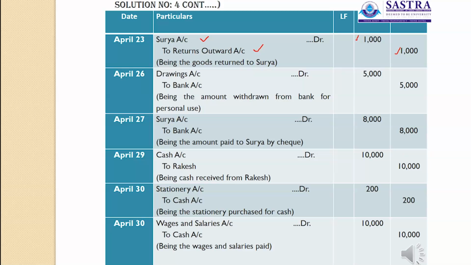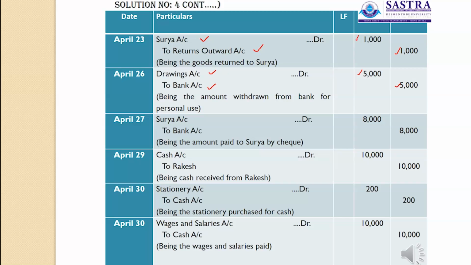Then amount withdrawn from bank for personal use. So drawings account will be debited, bank account will be credited. So drawings account debited rupees 5,000 to bank account rupees 5,000. Narration for this transaction is amount withdrawn from bank for personal use.